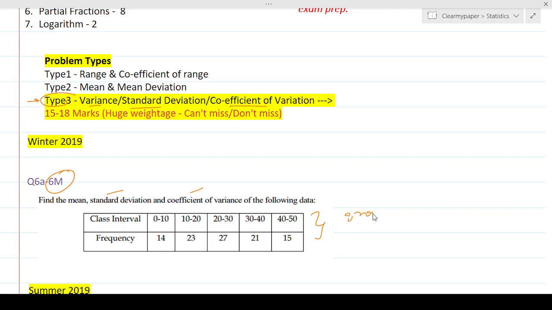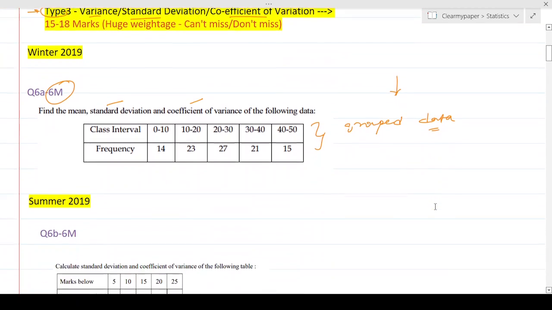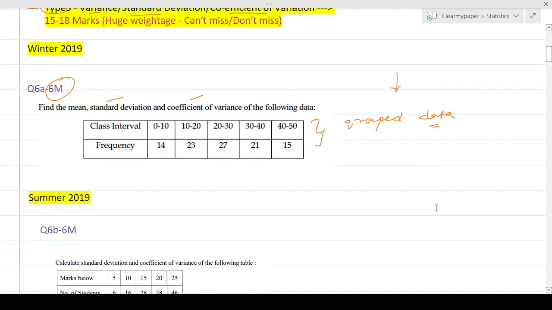And you should know by this time what group data is, because we have covered this extensively across different videos, and we started this from the topic of mean. So do a quick recap if you're not sure, but other than that, let's check it out. All right, so we're just focusing on this one variation, which definitely comes for 6 marks. It will come for sure, so we cannot miss.